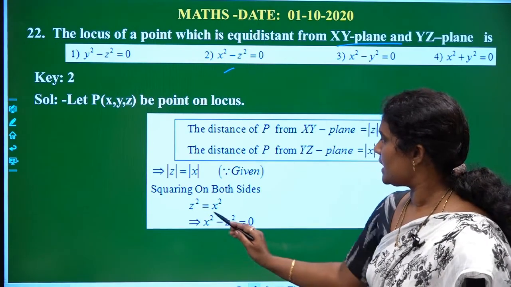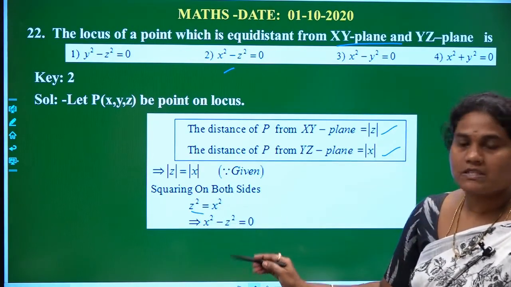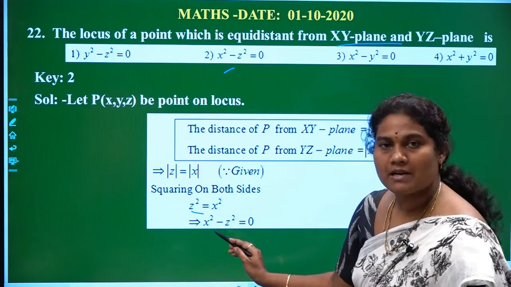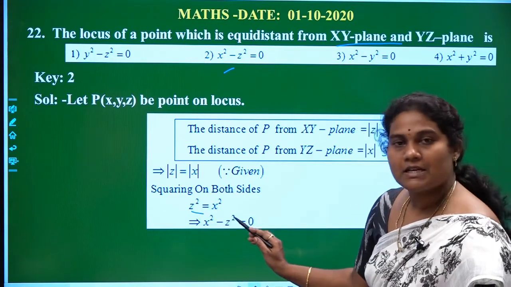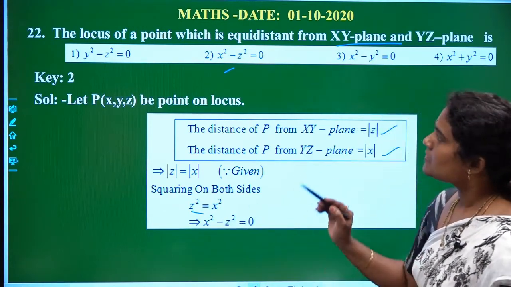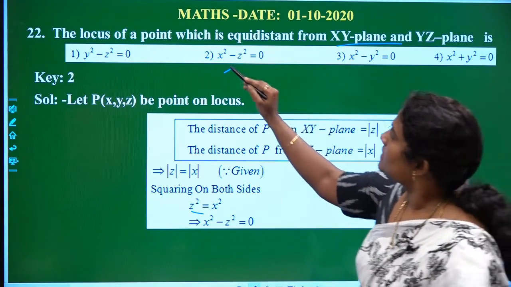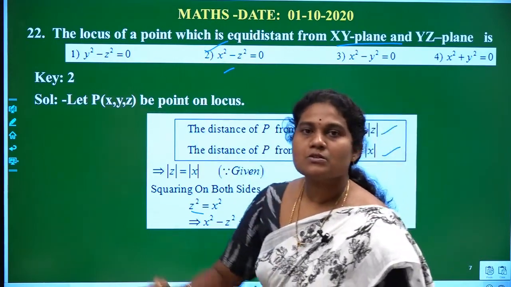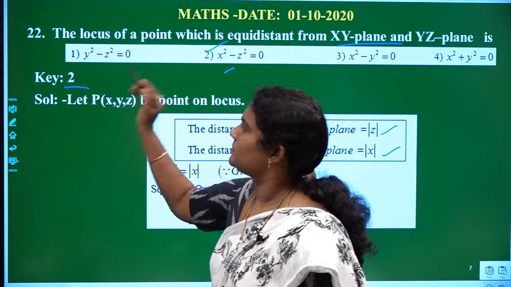So we have to take this z square outside of the equals to, then this plus z square becomes minus z square. So we get x square minus z square is equals to 0. So now in our given options, second option is the correct one. So we have to go with key 2.